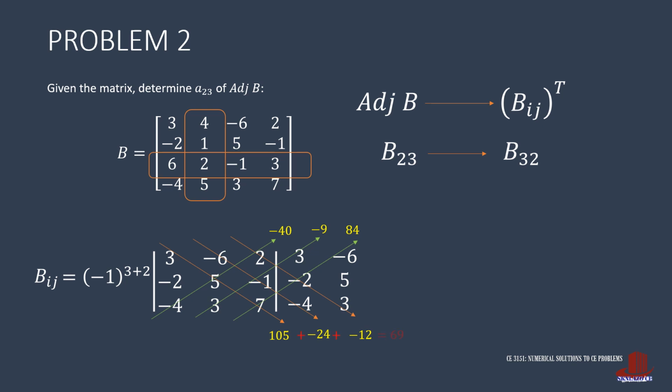Add all positives into positive 69. Then all anti-diagonals or negatives into 35. The cofactor of element 3, 2 is then negative 1 raised to 5 times the positives minus negatives. That is, negative 1 times 69 minus 35, giving negative 34. Thus, element 2, 3 of the adjoint of B is negative 34.